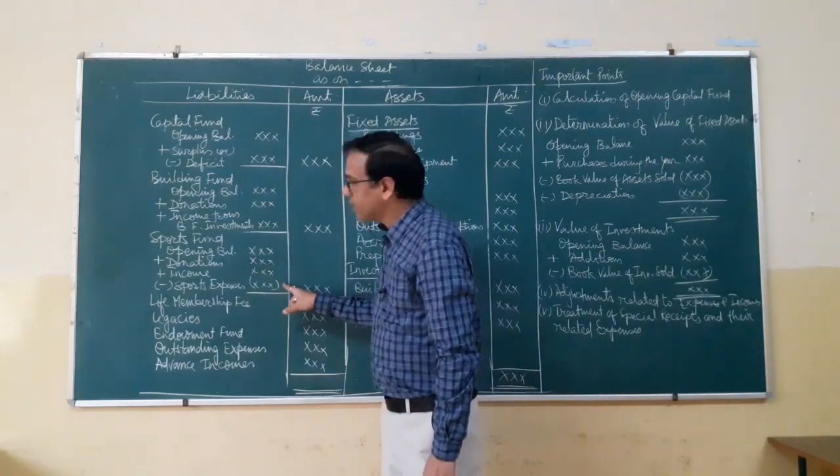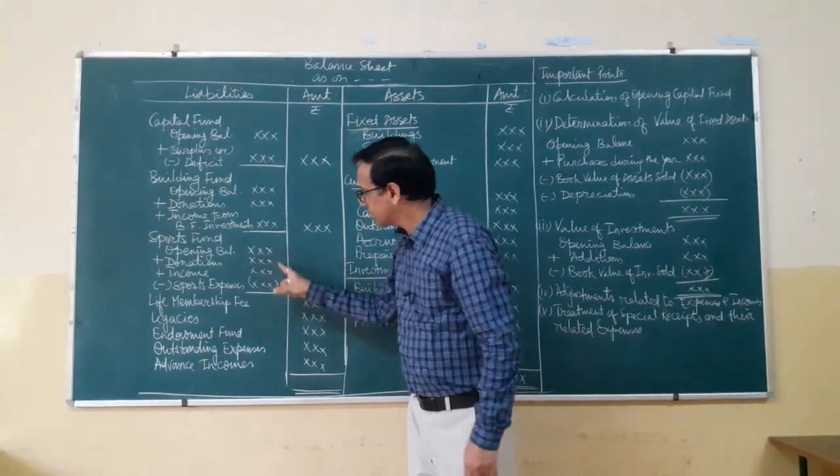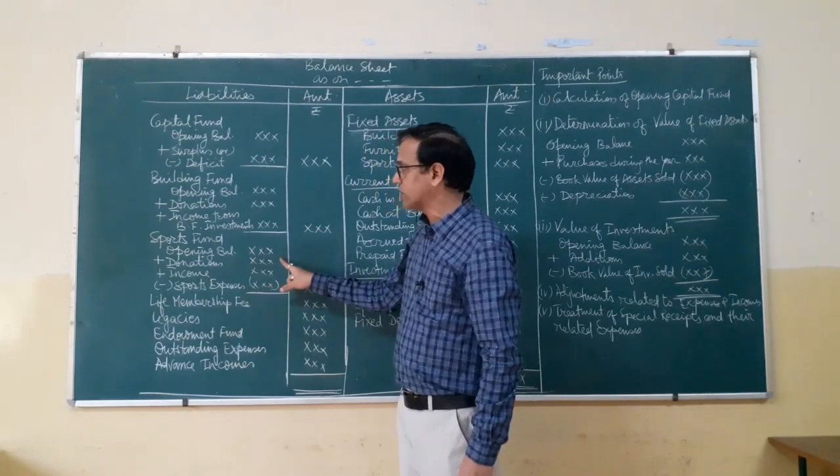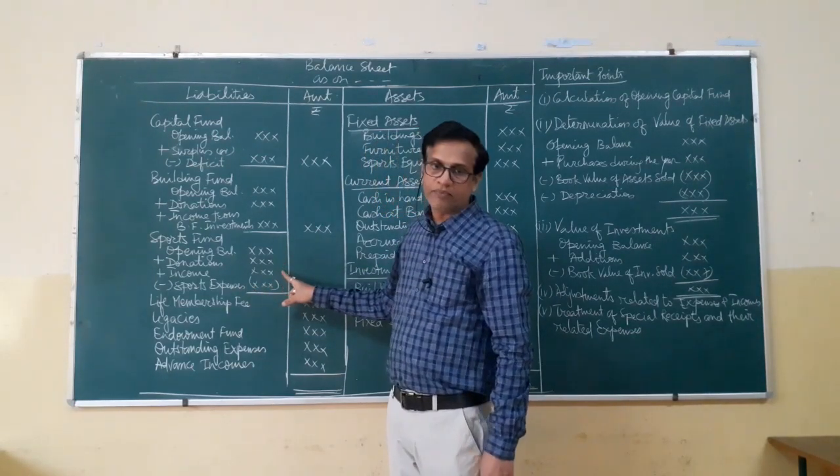Suppose the amount here is negative. The sports expenses are more than the amount of opening balance and donations received this year and the income.